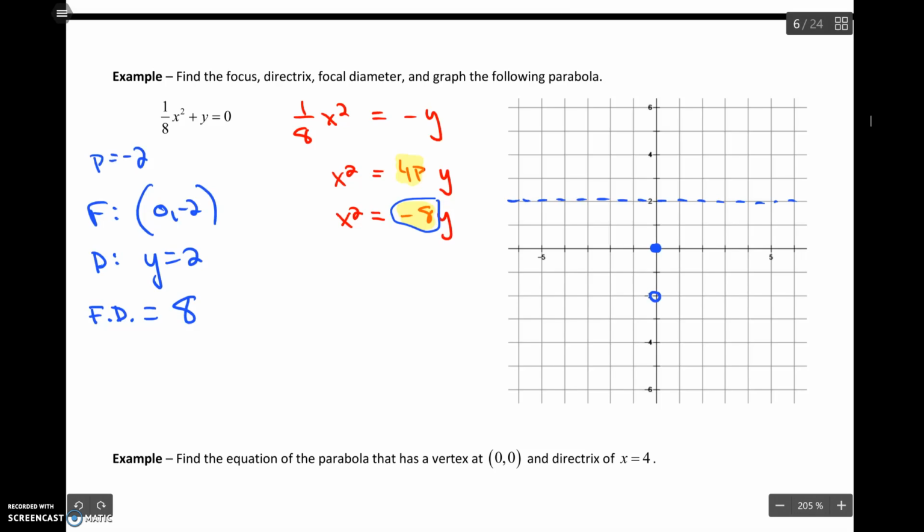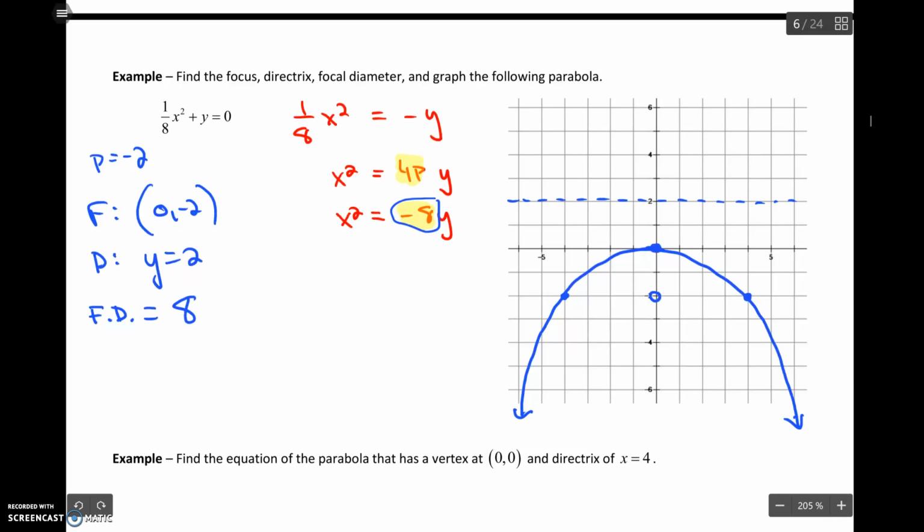The width of this parabola is going to be 8 across, so half of it, 4 on the left, 4 on the right. Flat on the bottom, curls up. Boom.